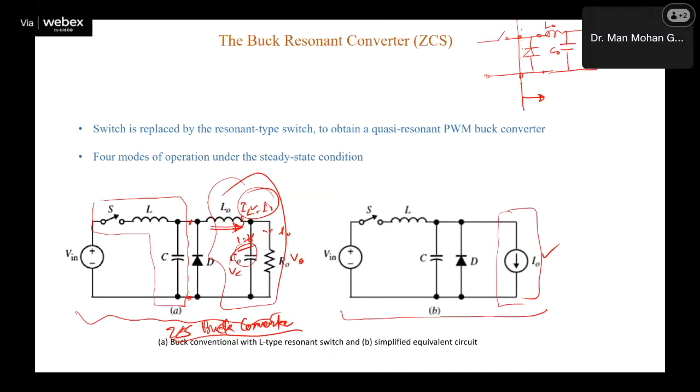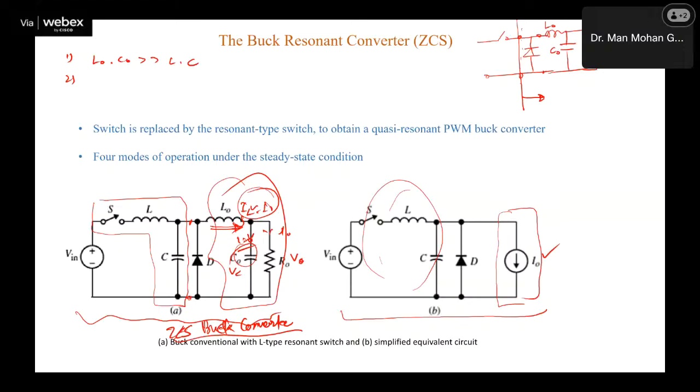Apart from that, what are the other assumptions? This L node, C node are very, very large in comparison to this resonant tank. The L and C, this we call to be resonant tank, are very, very large in comparison to this L and C of the resonant component, resonant tank. Okay, and that is the first assumption.